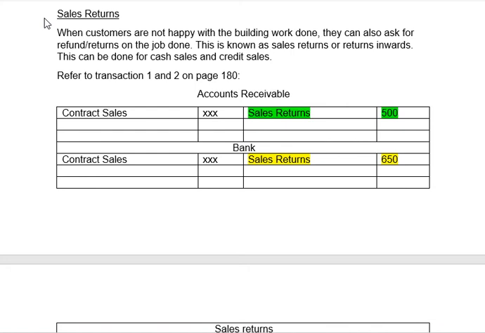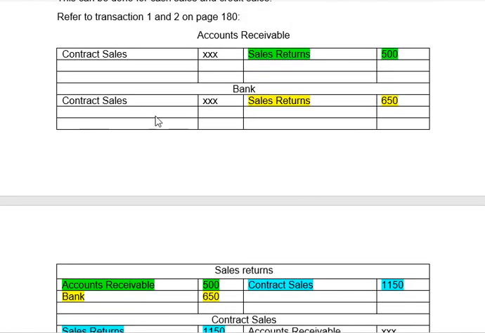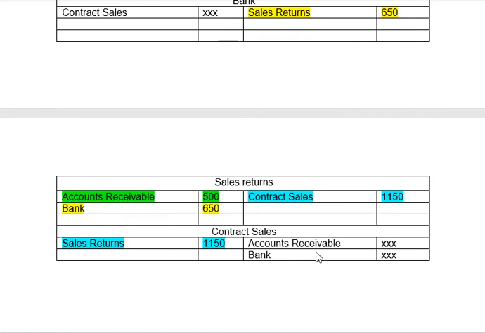If you make a cash sale or a credit sale to a customer, if I sell something on credit, we know it will be accounts receivable. We debit accounts receivable and we credit contract sales. And when we make a cash sale, we debit bank, money goes into the bank account, and we credit sales. So we can see that we've made two sales. We made a credit sale to a customer that still owes us money, and we also made a cash sale to a customer who's paid us already.